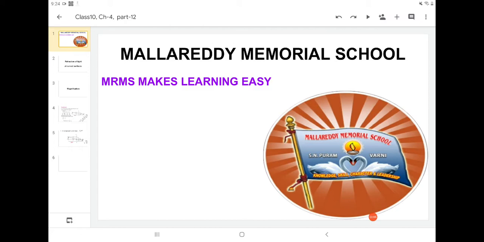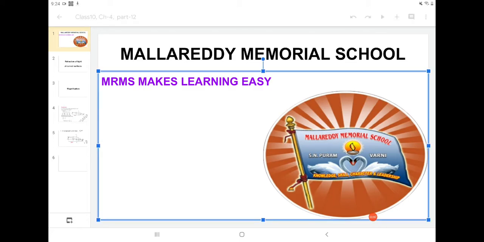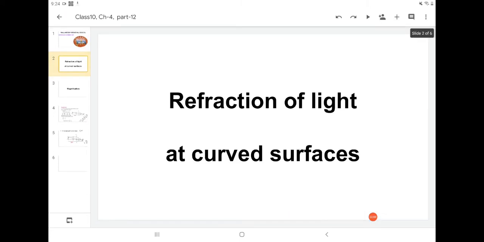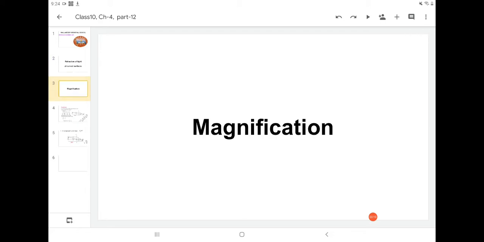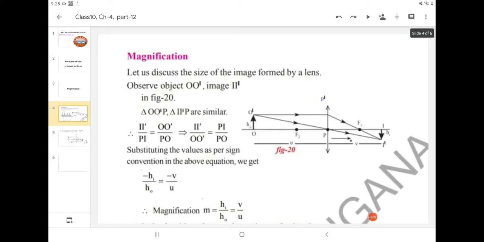Now we are going to study the topic of refraction of light at curved surfaces, that is magnification. We already derived the Lensmaker's formula, so by using those diagrams, now we are going to find out the magnification.